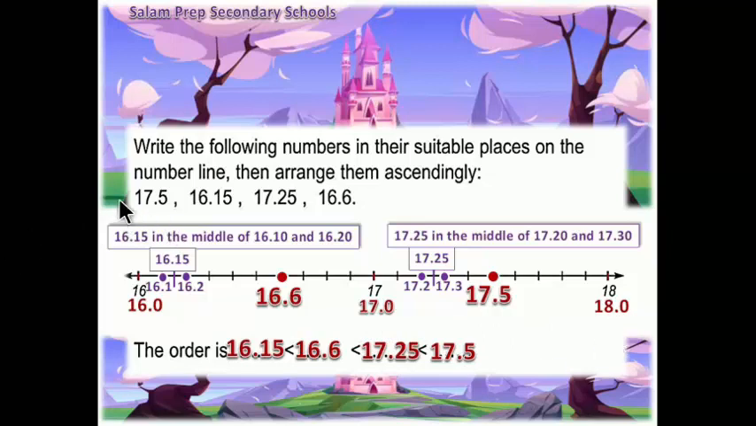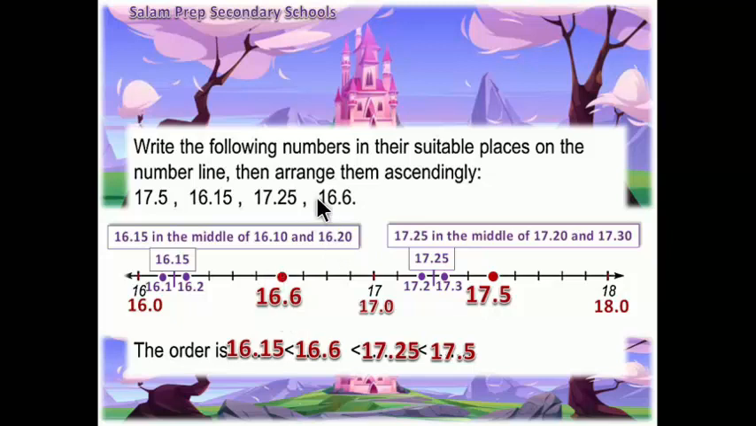Now look at 17.5. Go to 17.0. After 17.0, 17.1, 17.2, 17.3, 17.4, 17.5. So we will put 17.5 here. The second number we need to put is 16.6. Okay, so we will go to 16.0. We will jump 6 jumps, okay? After 16.0, 16.1, 16.2, 16.3, 16.4, 16.5, 16.6. We will put 16.6, okay?